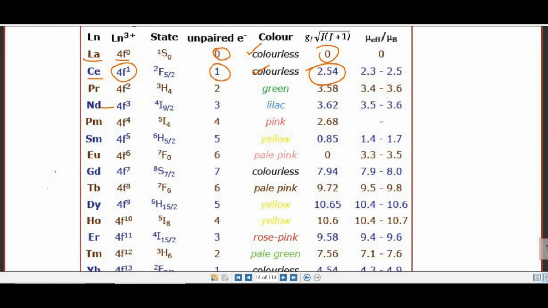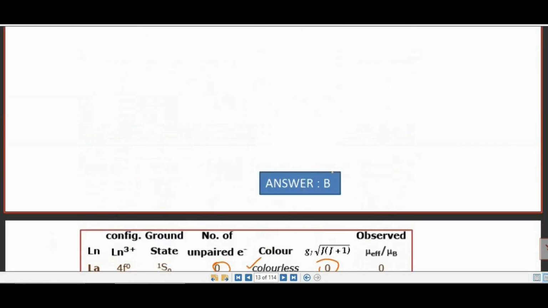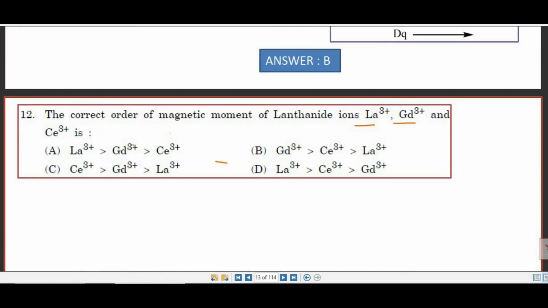And they are asking for gadolinium. Gadolinium is 4f7, having 7 unpaired electrons. Hence it is half filled, it is also colorless, having the maximum magnetic moment, that is 7.94. So this is the order. Option B is correct. Gadolinium has 7.94 magnetic moment, greater than cerium at 2.54, whereas for lanthanum the magnetic moment is 0. It is diamagnetic.